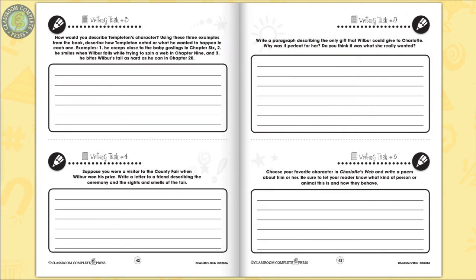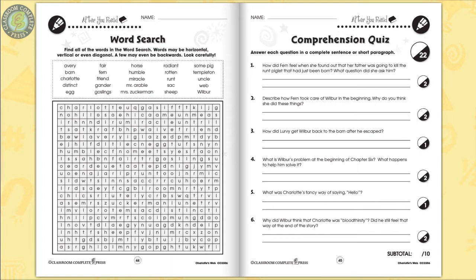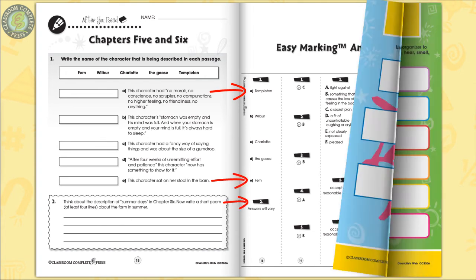Supplement an existing unit with in-depth writing tasks, such as describing Templeton's character using examples from the book. A word search puzzle and comprehension quiz ends the unit. The easy marking answer key works by lining up perfectly with the matching question pages.